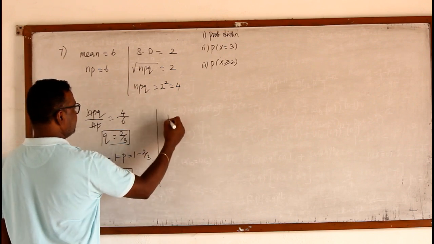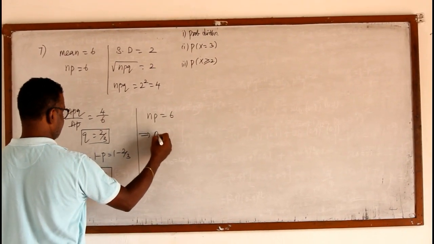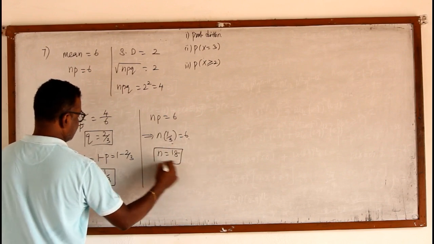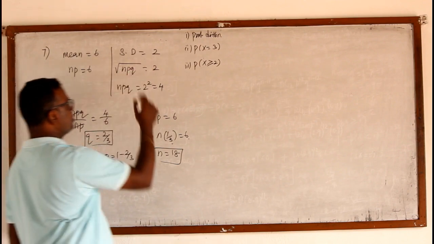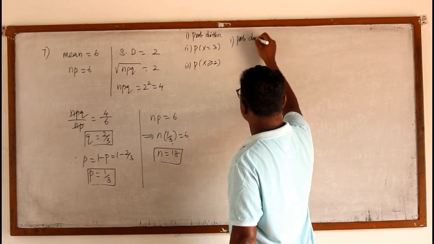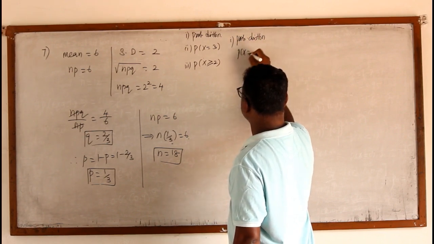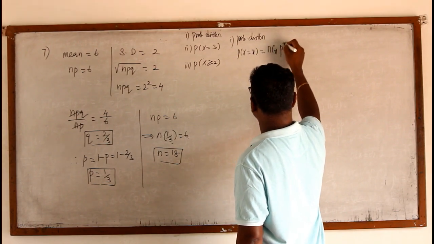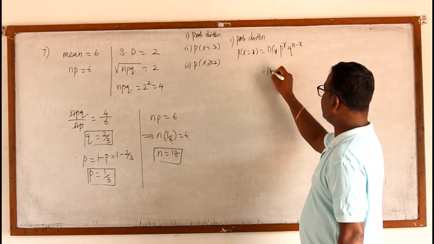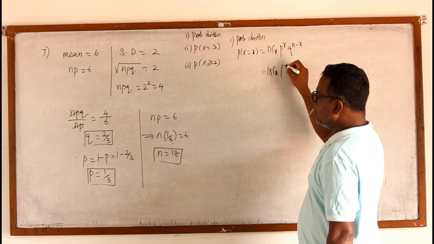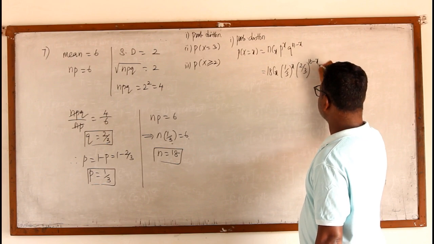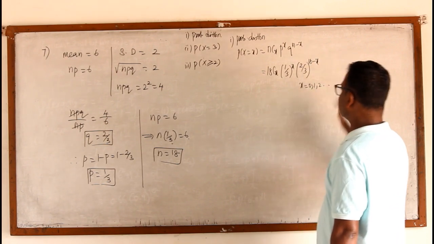Also we know NP equal to 6 implies N into 1 by 3 equal to 6. N equal to 3 6s are 18. So now we are ready with N, P and the Q. So we can find out all the things. So first term is probability distribution. That is P of x equal to NCx P power x Q power N minus x. That is N is 18Cx, P is 1 by 3 whole power x and Q is 2 by 3 whole power 18 minus x, where x equal to 0, 1, 2, etc.